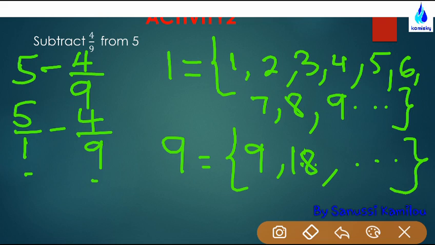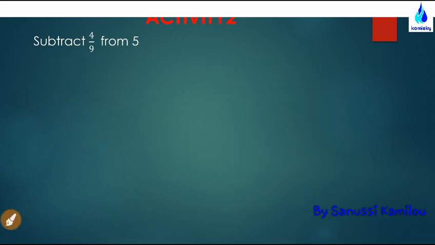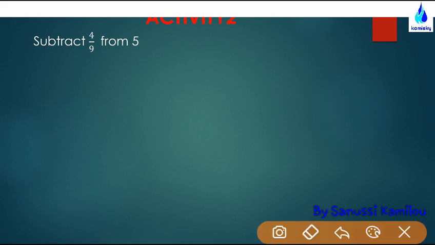But because you have found some numbers that are common, that are the same, and they are the first number that are the same, you call it the least common multiple. So our least common multiple here will be 9. Okay, so our least common multiple here will be what? 9. For that matter, you don't need to waste your time.